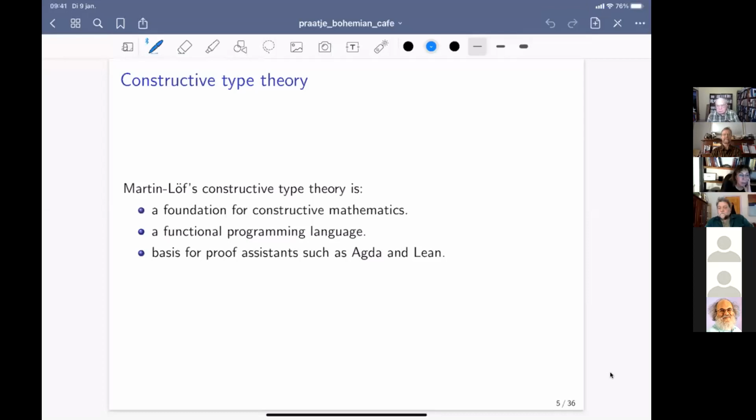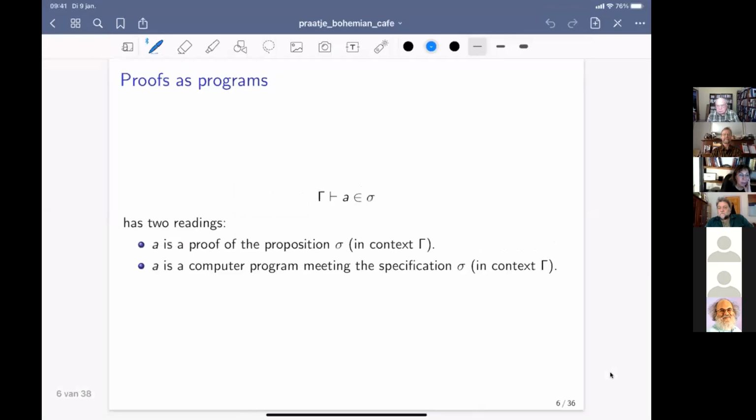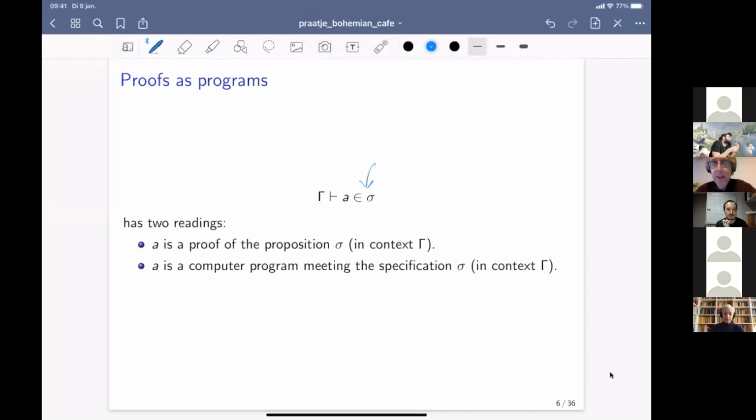These are the important aspects of Martin-Löf's type theory, and maybe it's good to say that it is a formal system in which you derive statements like these: Γ ⊢ a : σ. Here Γ is a certain context, which is not so important, a is a certain term, and σ is a type.